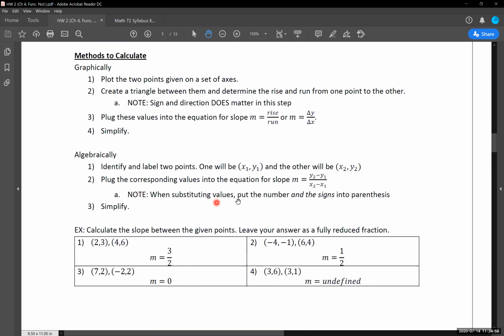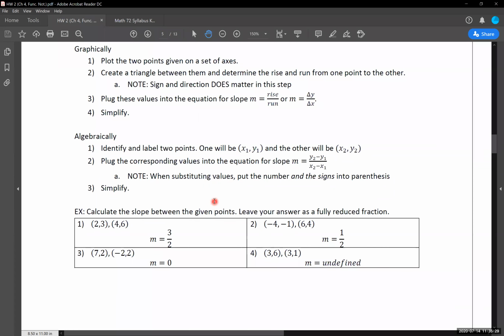When you are substituting values in, put the number and the signs inside of parentheses. A lot of people do not do this, and especially when we have negatives showing up, as we'll see in a couple examples down here, it absolutely messes with people's problems. They get wrong answers from there. After we have everything plugged in, then we're just simplifying. Simplify the numerator, simplify the denominator. Can I reduce the fraction? We go from there.